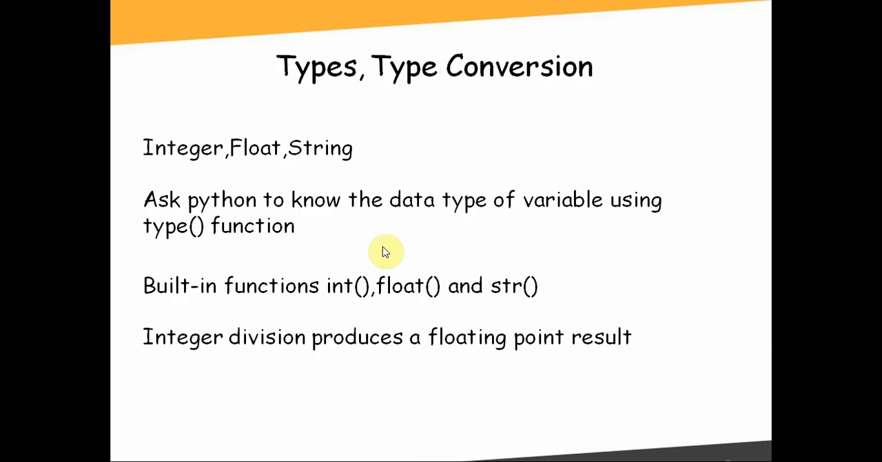And in Python you can convert from one data type to another data type using some built-in functions. So here we have the built-in functions int, float and str. Using these built-in functions you can convert from one data type to another. I'll show how. Open Sublime.